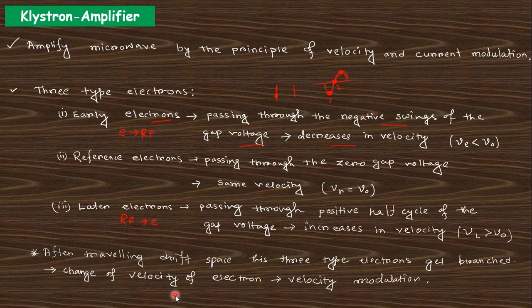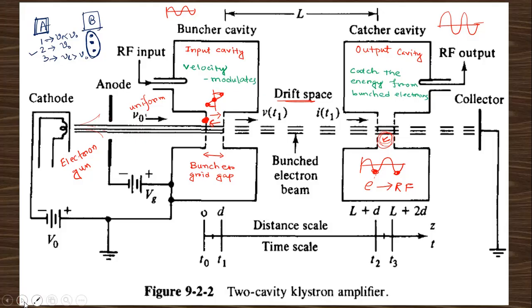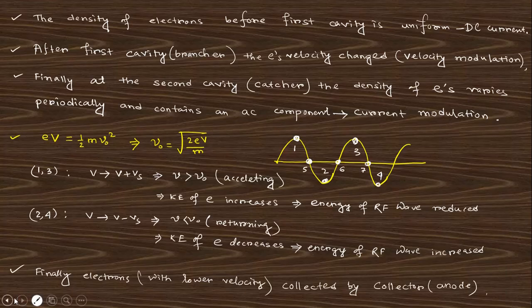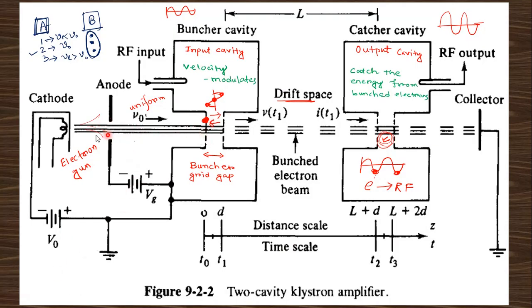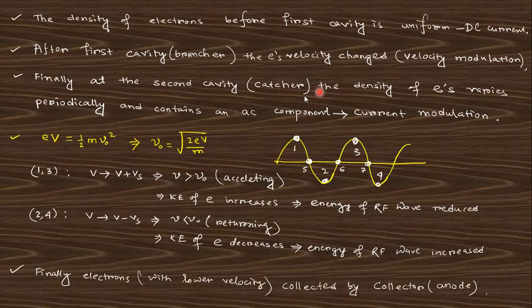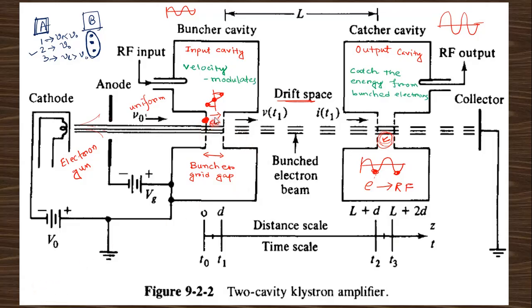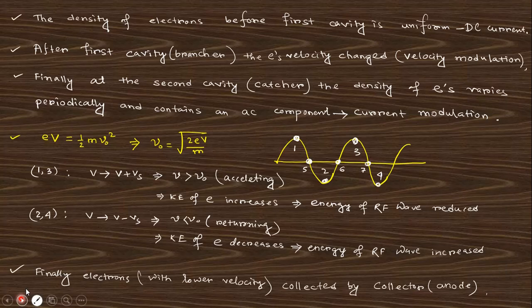So the bunching happens due to velocity modulation, and this velocity modulation helps current modulation. How? You can see here the density of electrons before the first cavity is uniform. That means the electrons before the first cavity are uniform. The speed is uniform, that is the current is also DC current, constant current. After the first cavity, that is the buncher cavity, the electron's velocity changes because of the velocity modulation. The velocity of the electron changes because of this RF power, okay, and makes the bunch. So the velocity of this electron is like that.